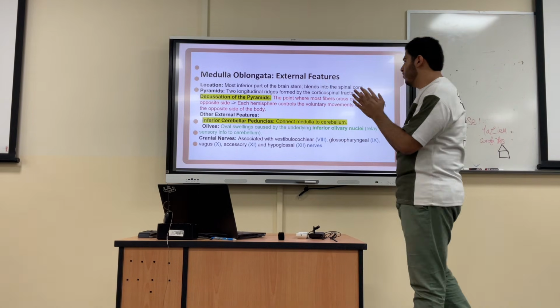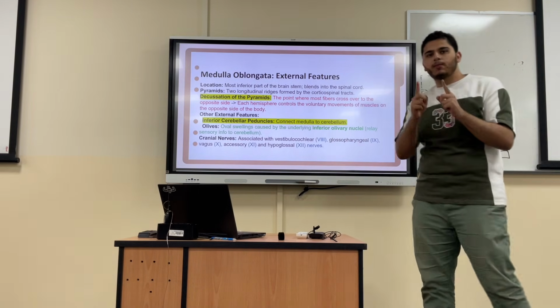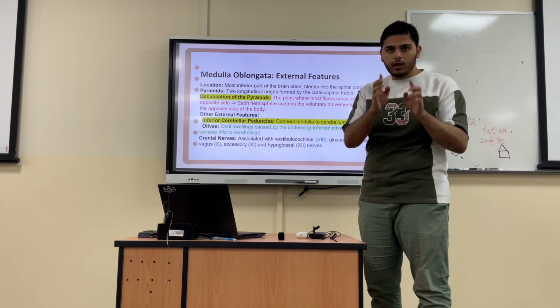Among the other external features, we have the inferior cerebellar peduncle. The inferior cerebellar peduncle connects the medulla oblongata to the cerebellum.